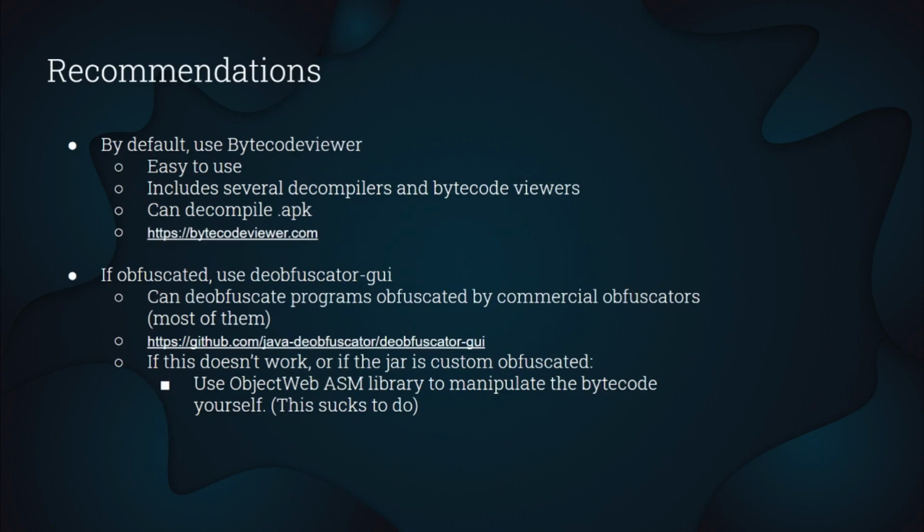Okay, so now let's talk about specifics. Let's talk about how exactly we would go about reverse engineering a couple of these challenges. So my first suggestion would be to download Bytecode Viewer. We're going to do this in the example. Bytecode Viewer is a program that is very easy to use, and it puts all the decompilers in one place.